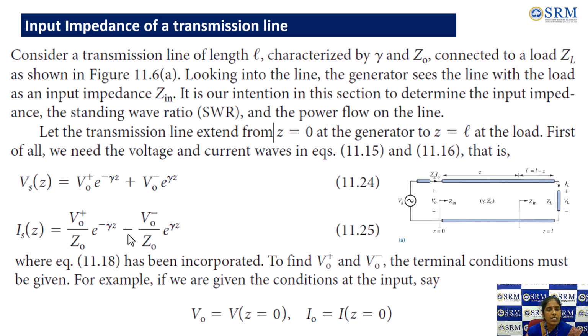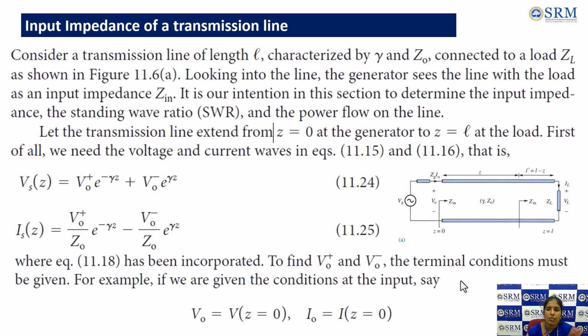Here the negative sign comes because the ratio of minus V0 minus by I0 minus is equal to the characteristic impedance Z0. From that only we are writing the negative sign here. So the current equation also is the sum of the incident current and the reflected current, the same as we represented in voltage and impedance. From this equation we can see that we need to find the incident voltage and the reflected voltage.